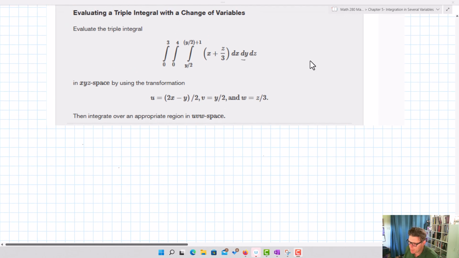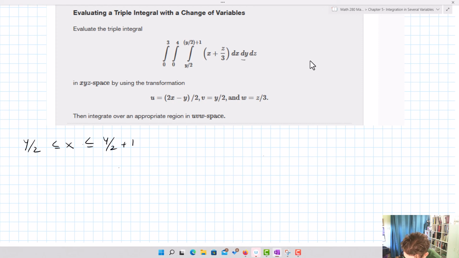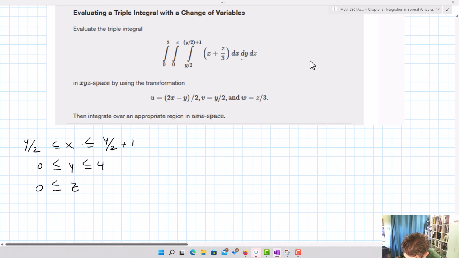So what we're going to start out with is finding our bounds. We're going to note that x is greater than or equal to y over 2 and less than or equal to y over 2 plus 1, that y is greater than or equal to 0 and less than or equal to 4, and that z is greater than or equal to 0 and less than or equal to 3.